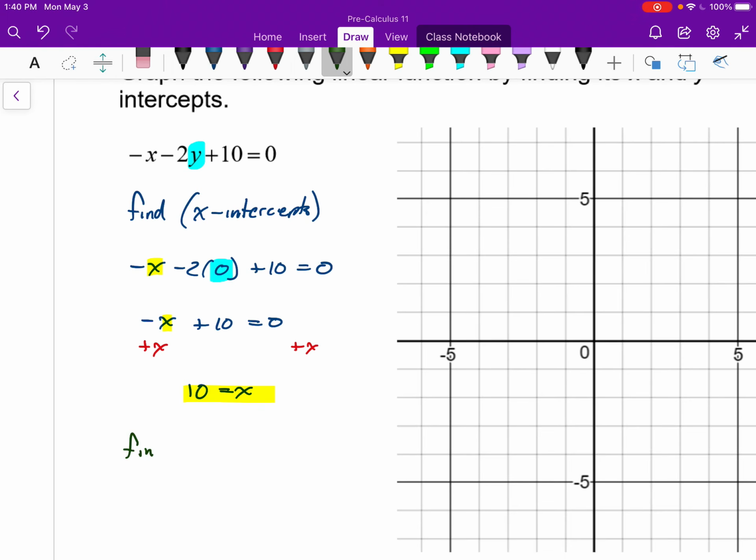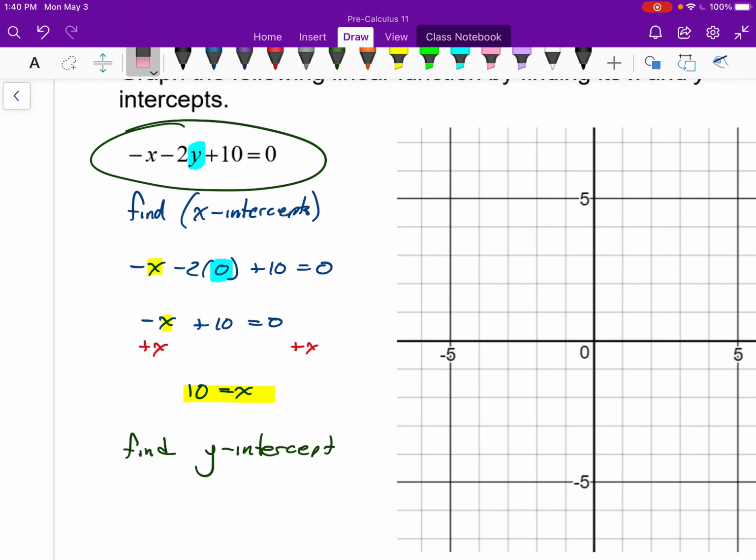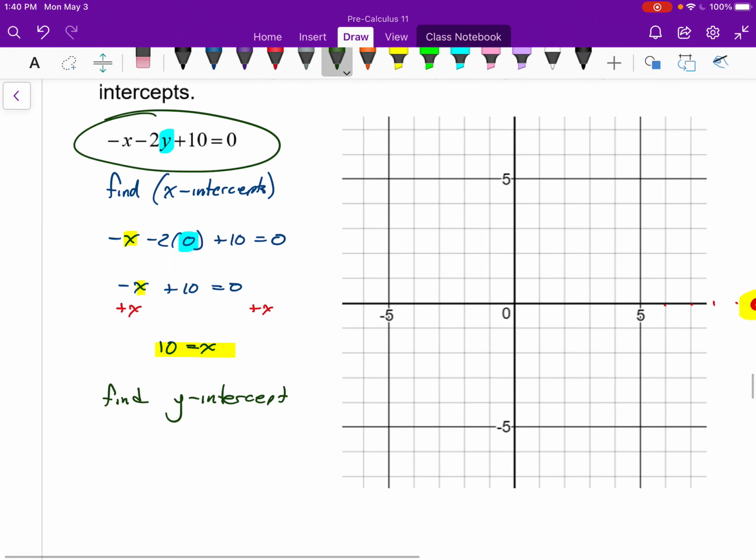If I want to find the y-intercept, I can just go back to my equation and make x equal to 0. Because if I look at my y-axis, I don't care where I look on that line, the x-coordinates anywhere along that vertical line are 0. So I can do the same idea by making x equal to 0. So I have negative 0 minus 2y plus 10 equals 0.